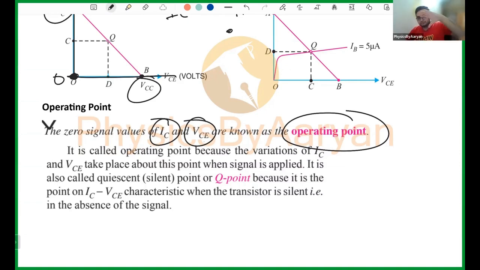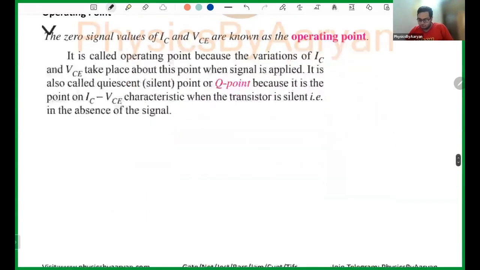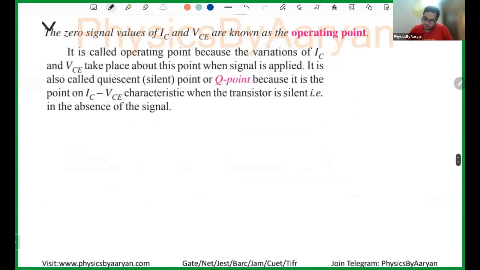So the zero signal values of IC and VCE. Zero signal means no input is coming; nothing is applied at the input. So whenever the signal is zero, the values of collector current and VCE are known as the operating point. Let's come to the question. And this is also known as the Q point, by the way.